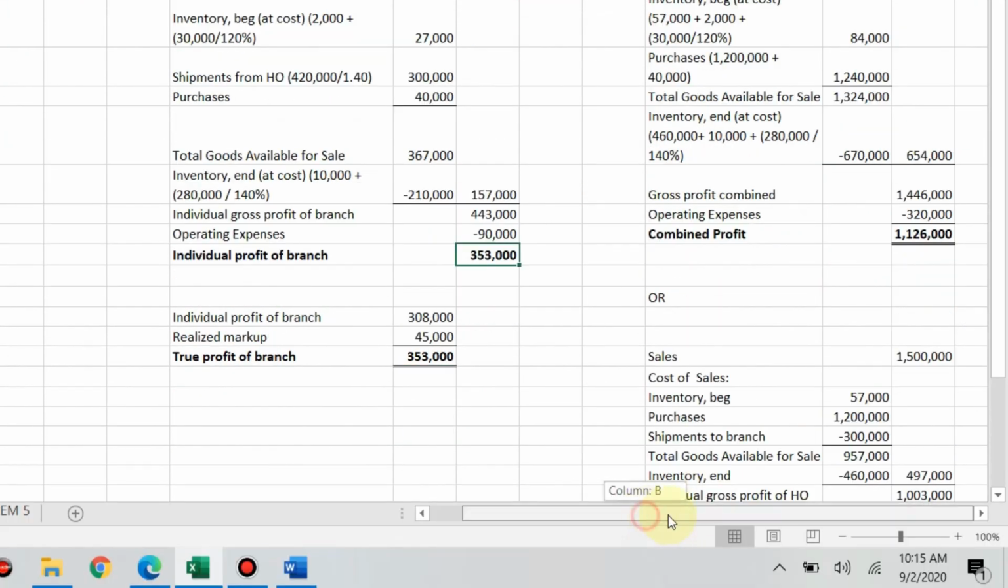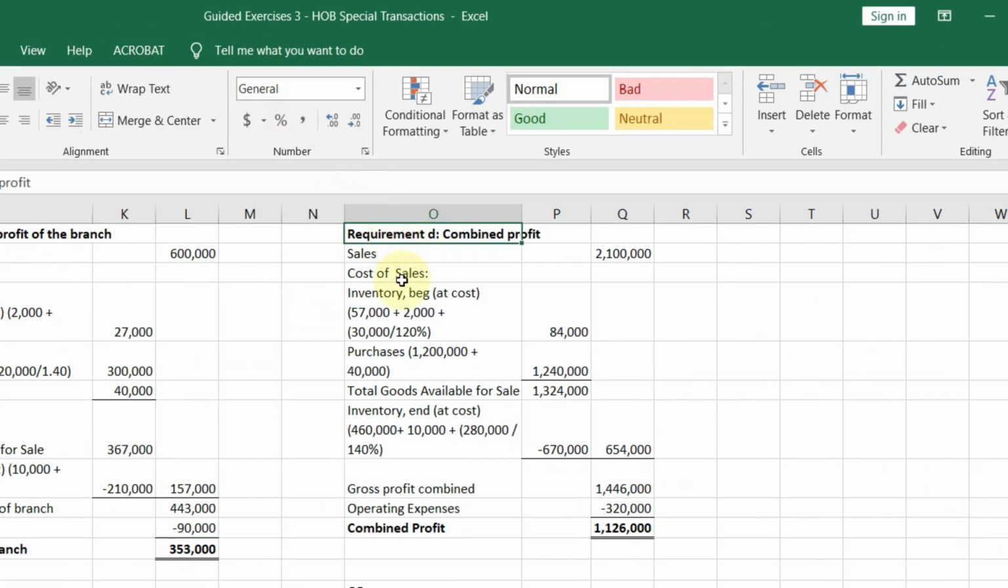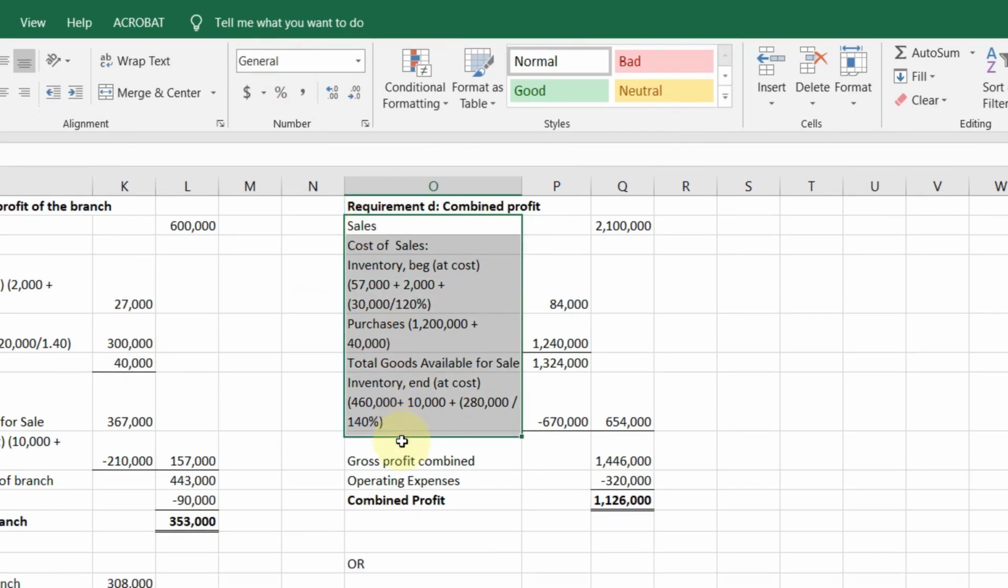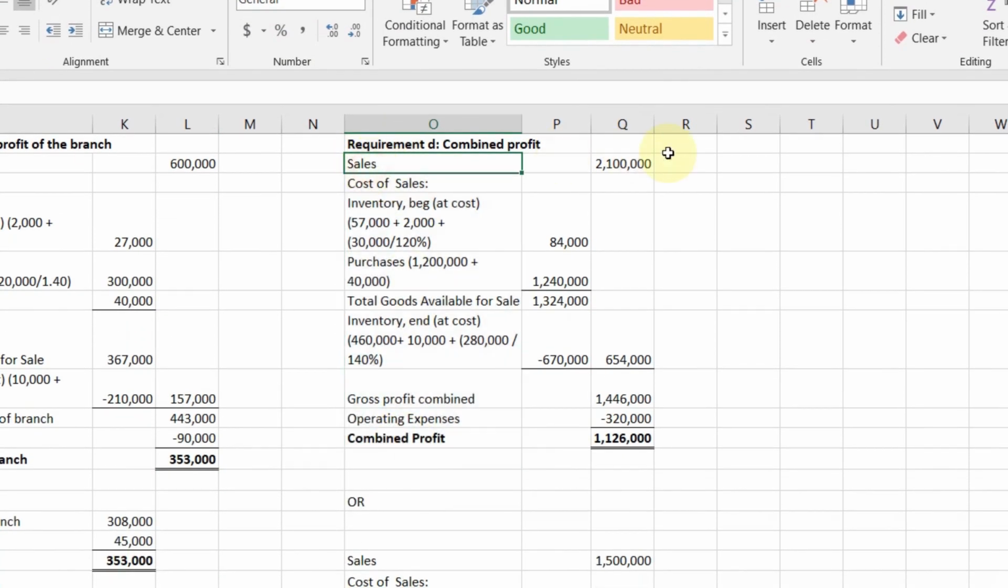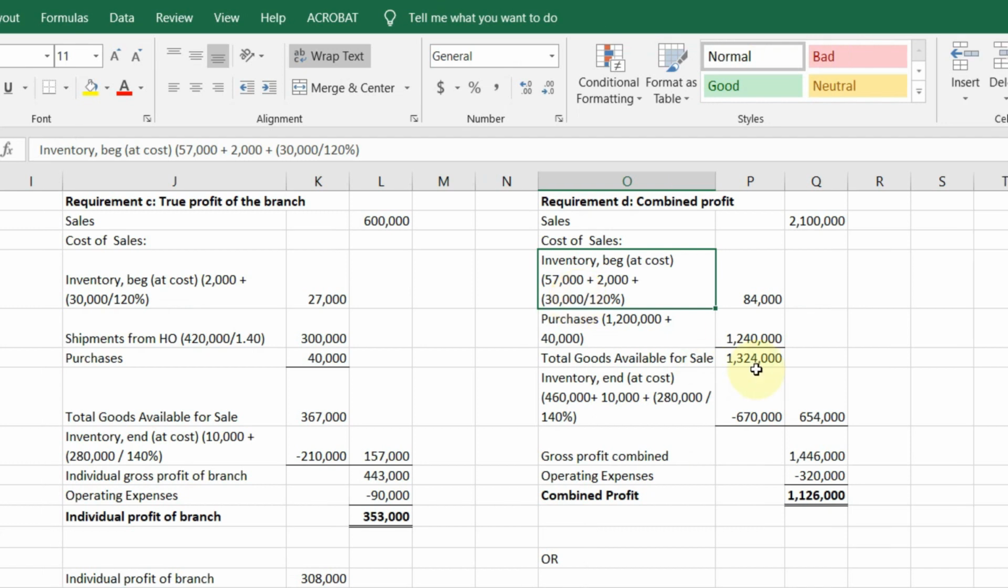Next, this one. Combined profit. So, medyo mahaba-haba ito. So, ang ginawa ko is, hindi ko na binigay yung mga given kasi given naman. Okay, so sa sales, you just add the sales na 21. Sa COGS, inventory beginning, you add 57,000 from HO. Okay? Yung kay home office. Malilito. 57,000 is from home office plus yung 2,000 galing kay branch, and the 30,000 divided by 120% from HO. Okay, pinagsama na natin, you'll get 84,000.